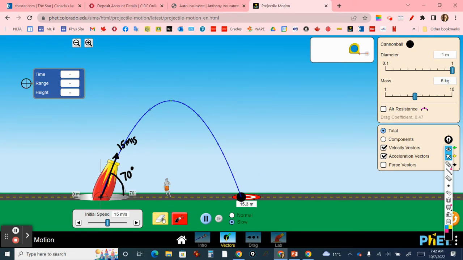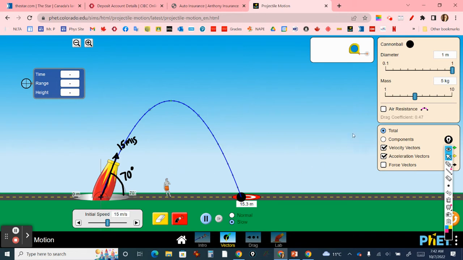And the yellow arrow, let's try that again. The yellow arrow is the acceleration due to gravity. It is always pointing straight down and it never changes. So once an object is in free fall, it's been released, the acceleration is always straight down, it's always 9.81 meters per second squared, and it doesn't change, even though the velocity is changing throughout the flight.